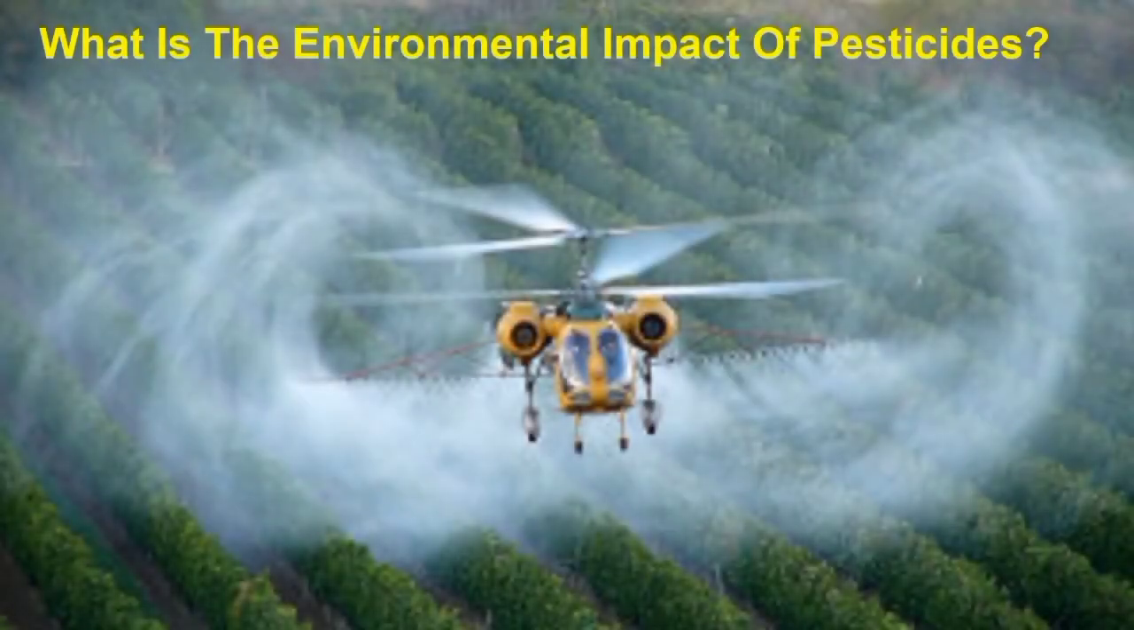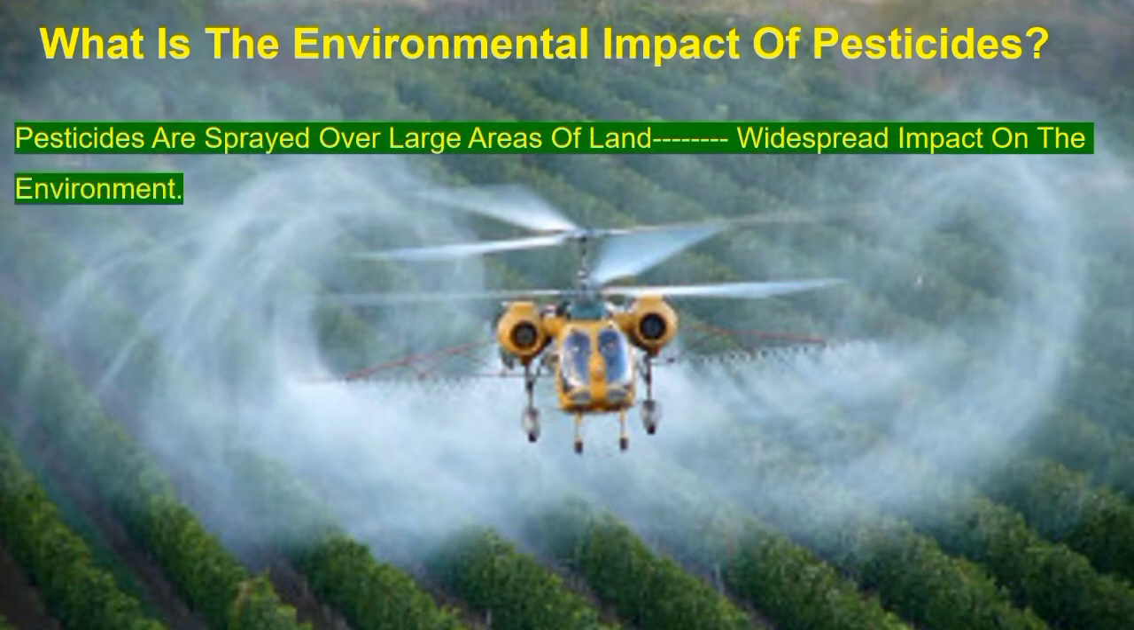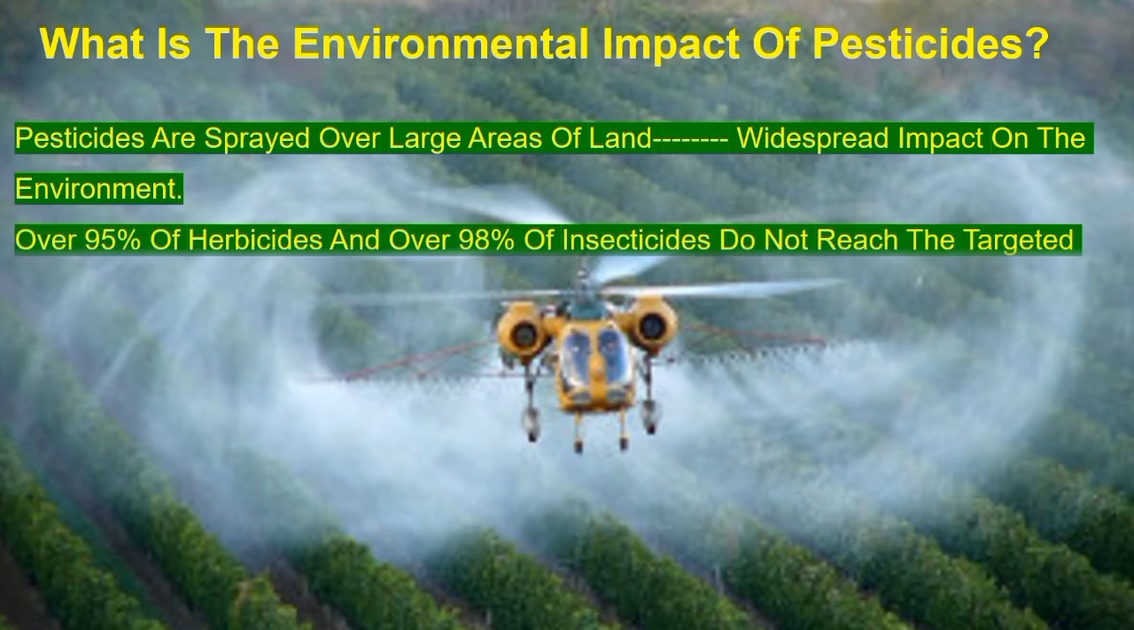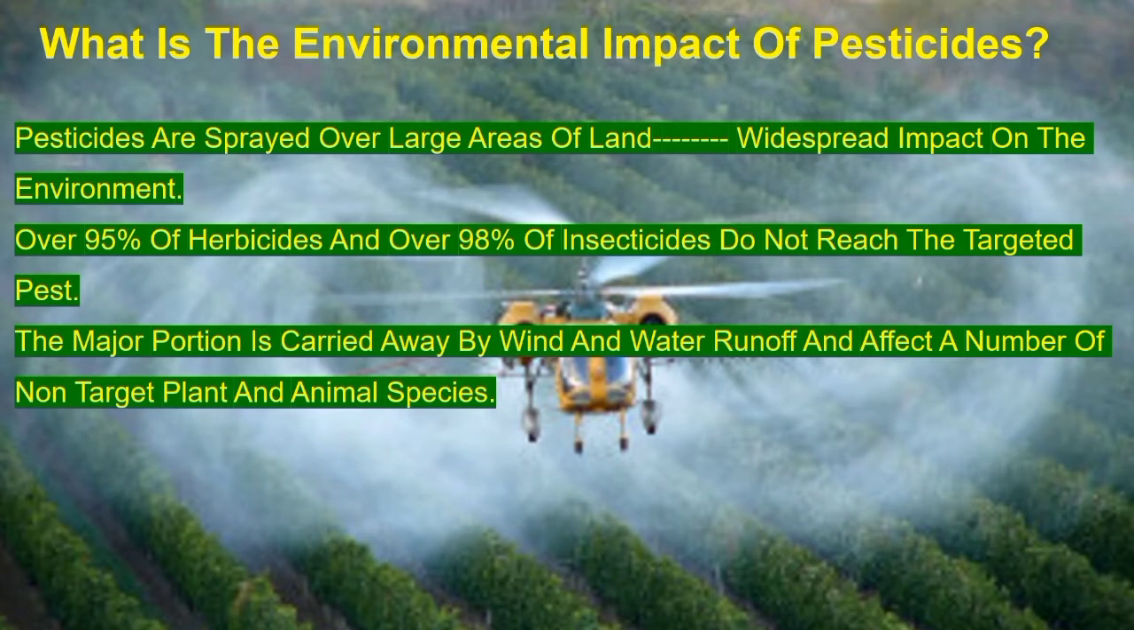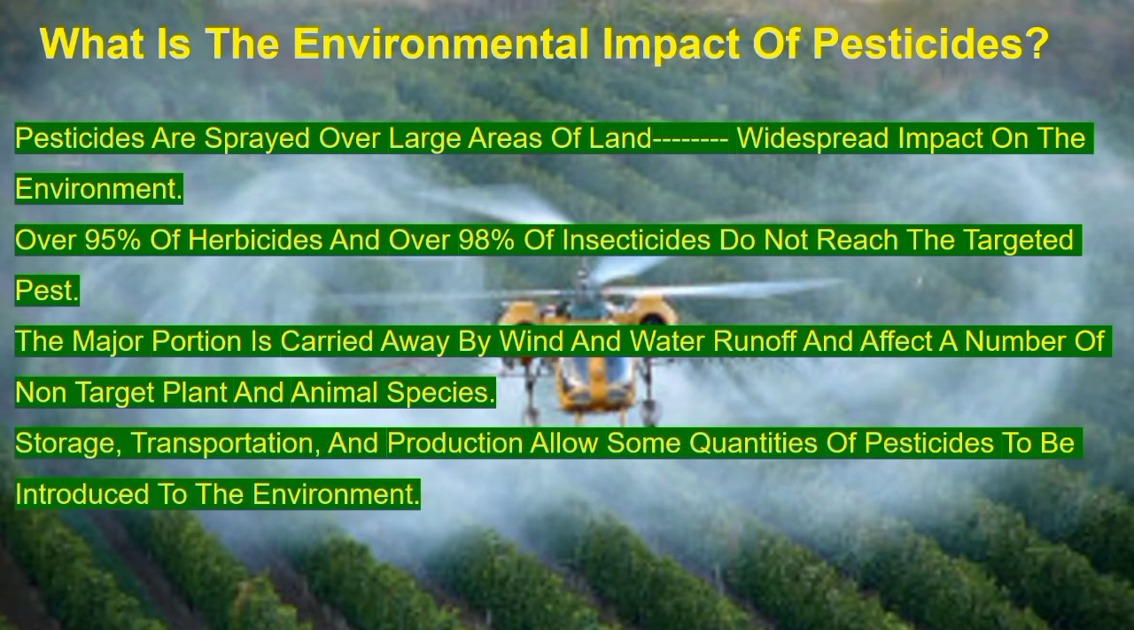What is the environmental impact of pesticides? Because pesticides are sprayed over large areas of land, they are causing widespread impact on the environment. Over 95% of herbicides and over 98% of insecticides do not reach the targeted pest. The major portion is carried away by wind and water runoff and affect a number of non-target plant and animal species. Storage, transportation, and production allow some quantities of pesticides to be introduced to the environment.